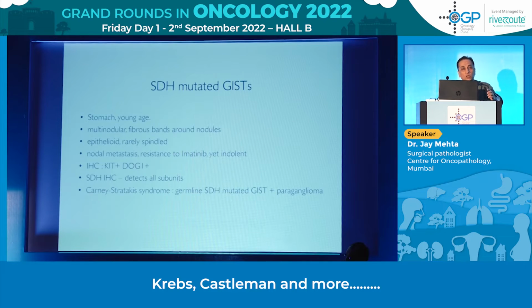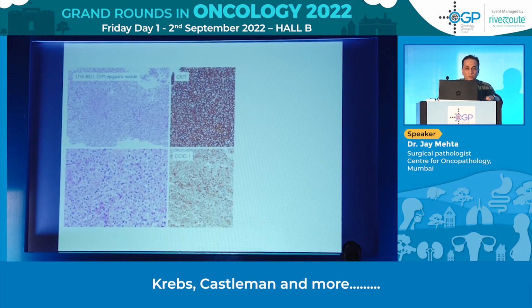But for a GIST, what are the pointers to actually do SDH staining? When you have a young patient, when you have a gastric location, when you have an epithelioid morphology, all these things should ring a bell about a possible SDH mutation. So as I said, with IHC, KIT and DOG1 will be brightly positive. And if you have the germline SDH mutated GIST along with the paraganglioma, that's called Carney-Stratakis syndrome. So here's an epigastric nodule in a 25-year-old male. This patient apparently had a gastric GIST in the past. This seemingly was a recurrence in the epigastrium.